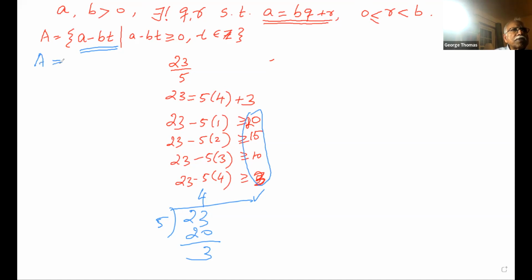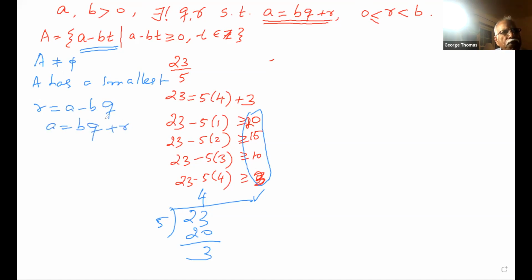A is not empty. A has a smallest element. We found that smallest element was this, and a equals bq plus r, and we found that q and r are unique, and that's the division theorem. Follow? We did that.